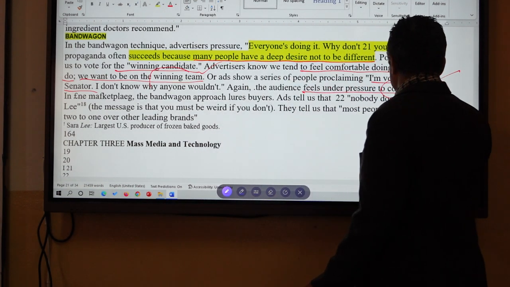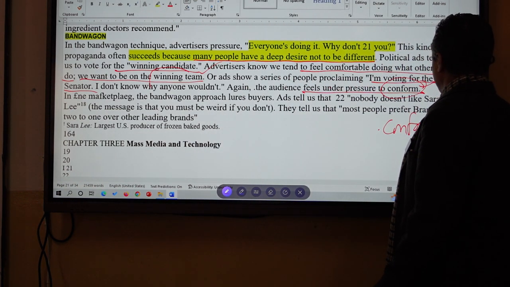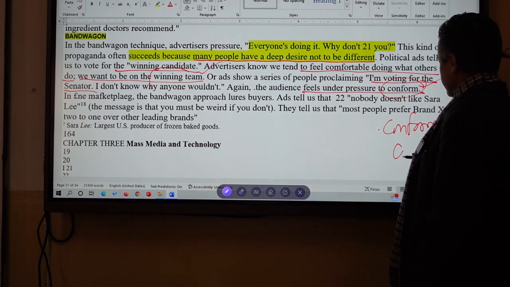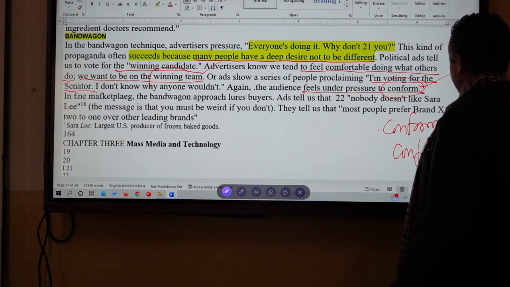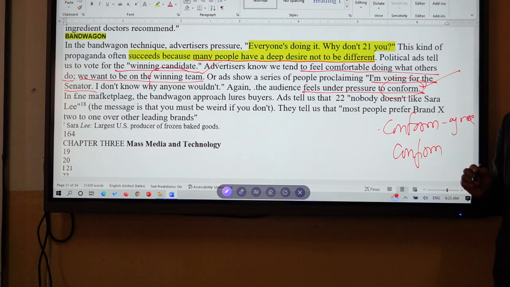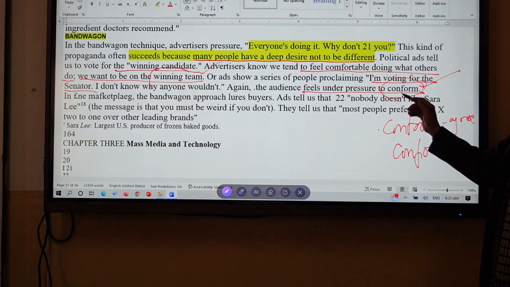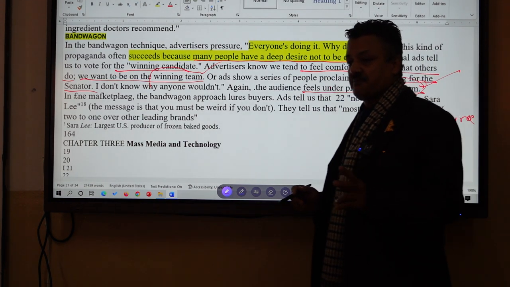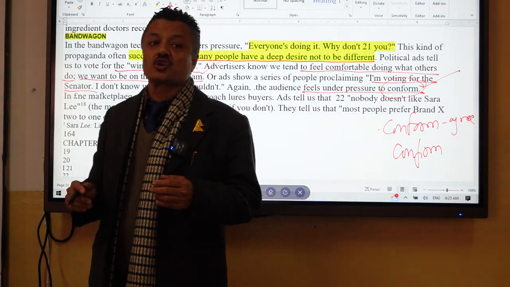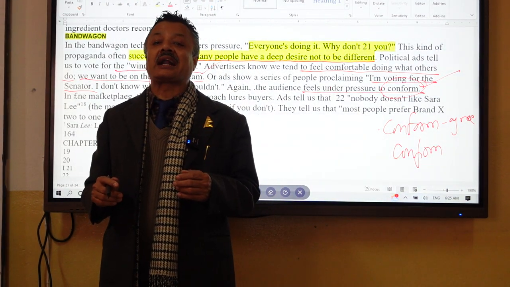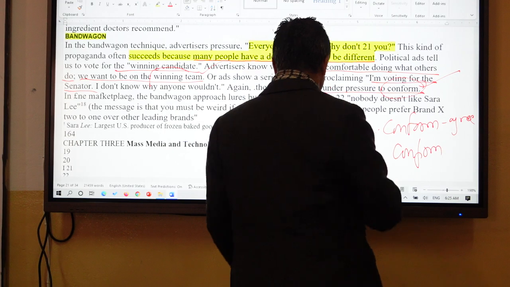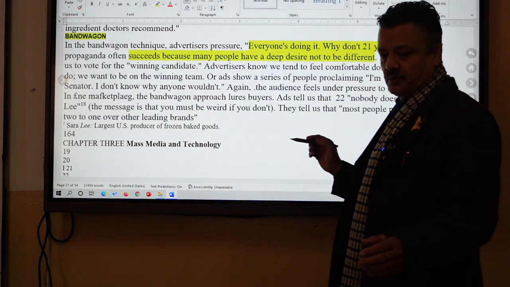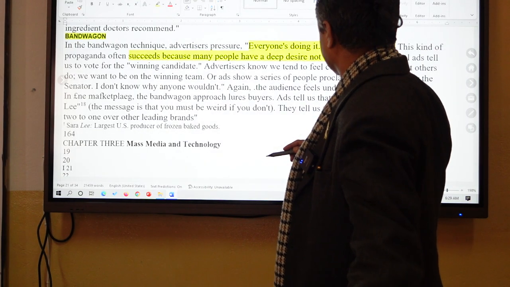Be careful with the spelling. C-O-N-F-O-R-M means agree. Another is C-O-N-F-I-R-M. It's C-O-N-F-O-R-M, not C-O-N-F-I-R-M. Both of them have the same pronunciation, but the spelling is different. To conform, F-O-R-M, means to agree. And to confirm, F-I-R-M, means to make sure. Okay.